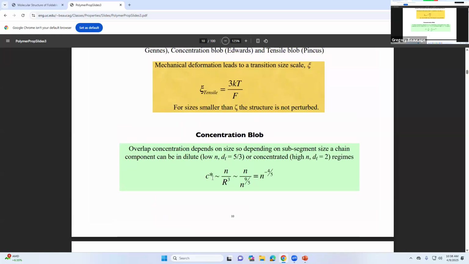Concentration blob, I mean, the first thing people did was they figured out that it's going to depend on C star. So you want to know the molecular weight dependence of the chain under different concentrations. So C star depends on the molecular weight because it's going to be the mass of the chain divided by the volume. And the volume is 3/5 cubed, which is 9/5. You end up with -4/5 for the C star. That's the density of one chain. What you have is one chain of mass n, and what's the density of it? It's just n to the -4/5.